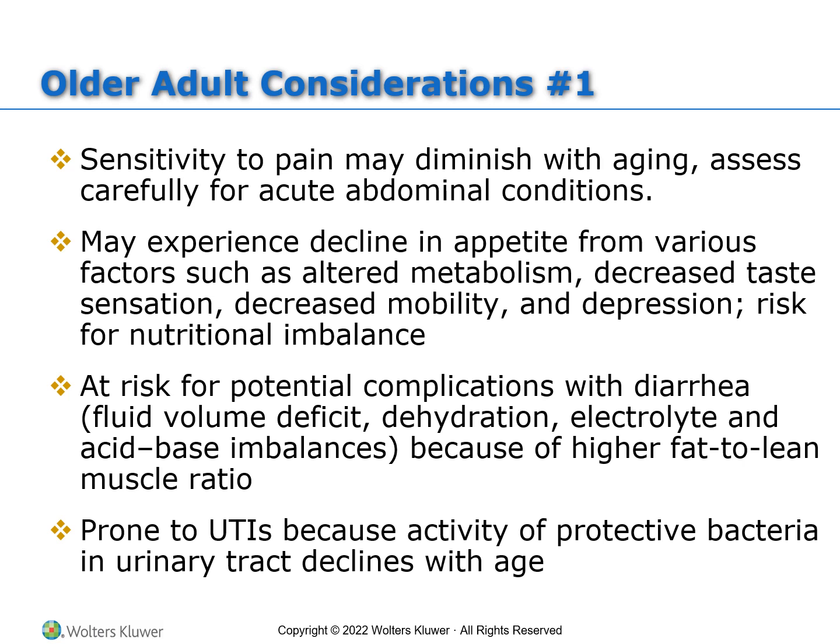These older adults will be at higher risk for complications with events like diarrhea and vomiting, and they can become easily dehydrated or develop a fluid volume deficit or an electrolyte and acid base imbalance. And partially that's because they have a higher fat to lean muscle ratio.